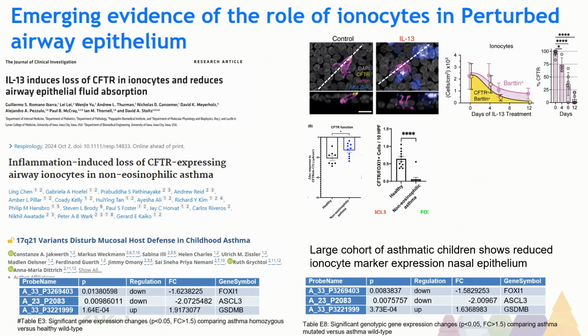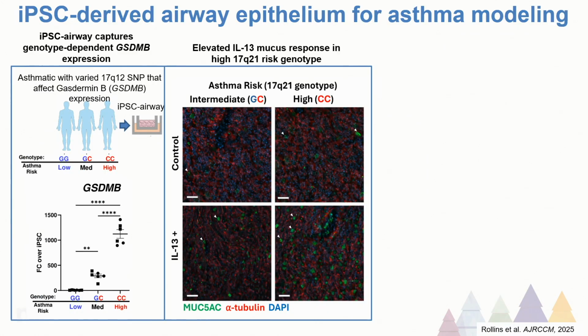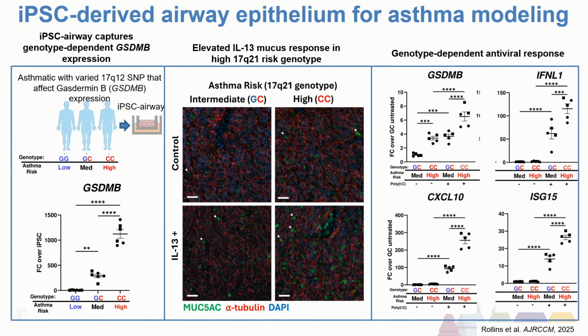I mention this because in addition to our CF work, we've also leveraged this iPSC-based system to model genotype-specific disease responses. We have several asthmatic patients that we've done iPSC reprogramming on, where we're interested in the effect of small genetic changes, putative regulatory SNPs, on their response. We recently had a little letter published in the Blue Journal where we took 3 asthmatic patients with different putative asthma risk alleles and characterized their response to IL-13 and poly-IC.